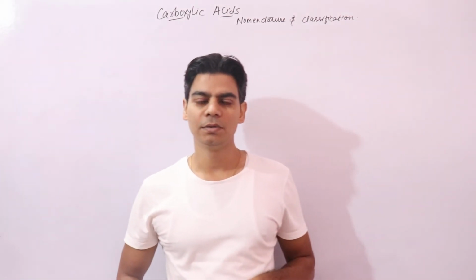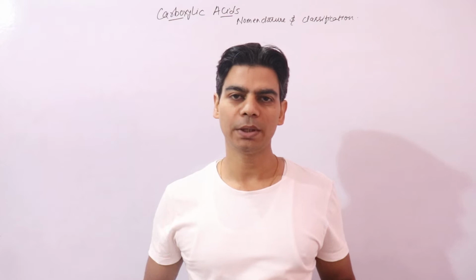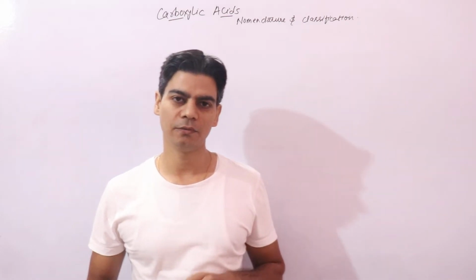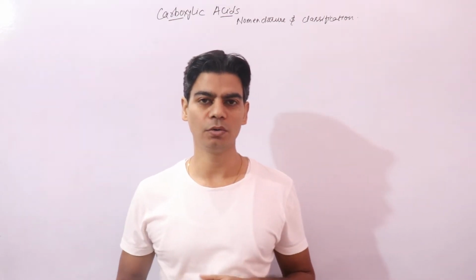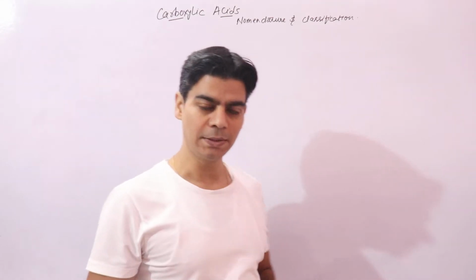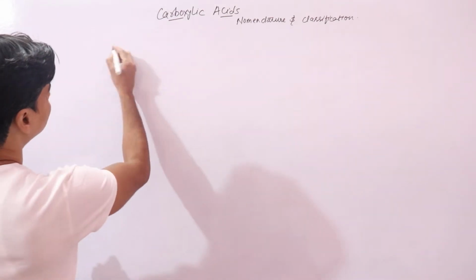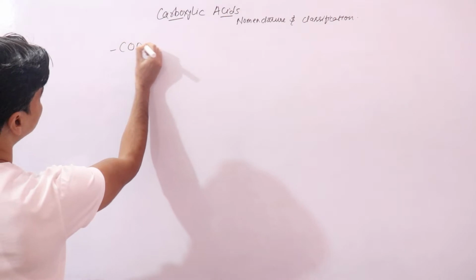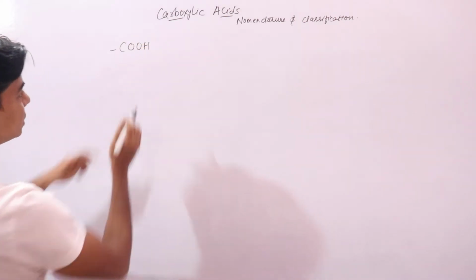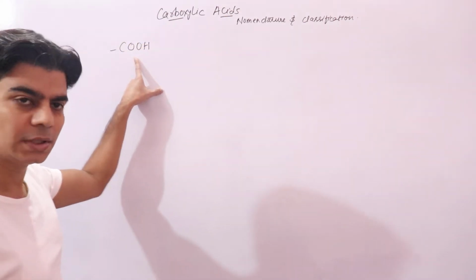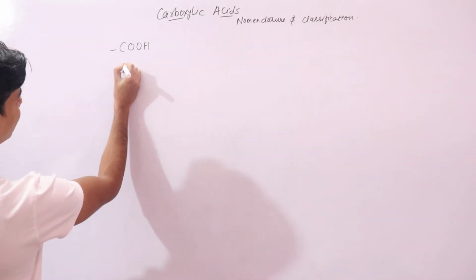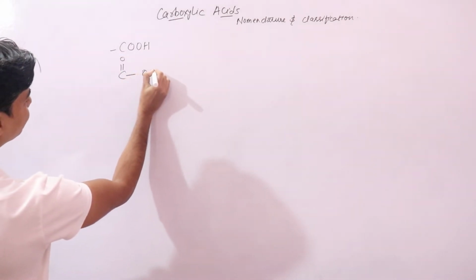Hi everyone. In today's class, we'll start with a new topic, carboxylic acids. We know carboxylic acids are a very important group of organic compounds, right? They are known by this functional group, COOH. This is your functional group for carboxylic acids. If I expand it a little, this is how it looks.